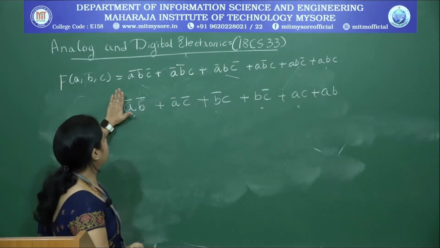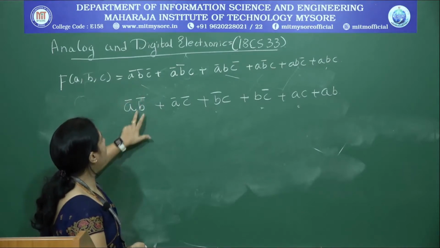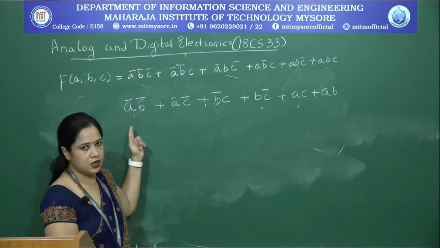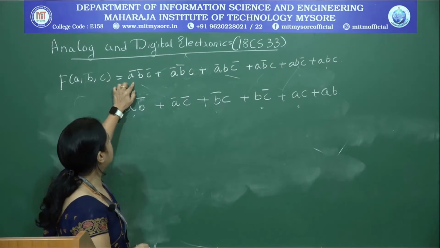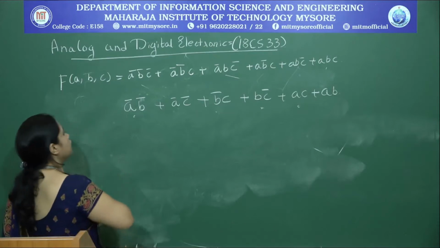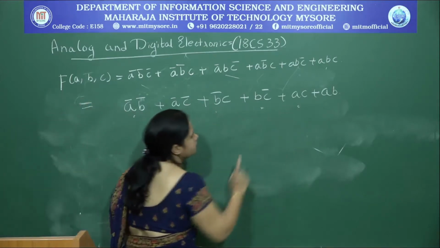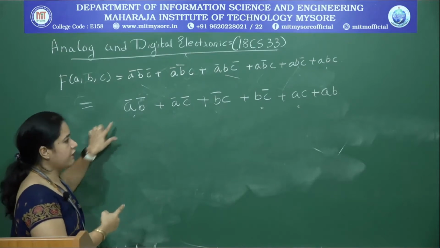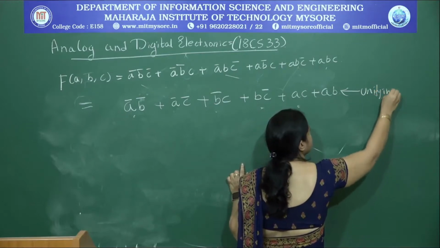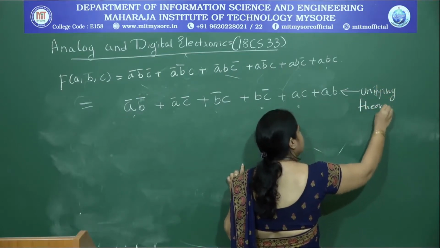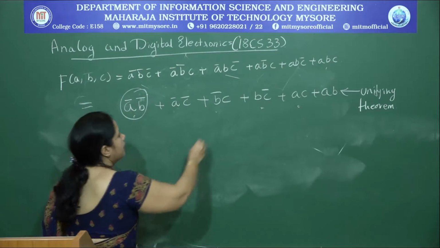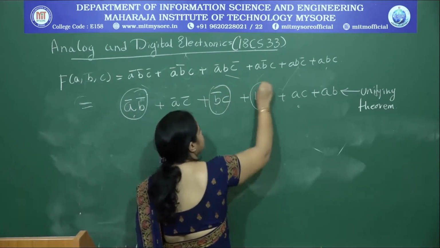So, here what we are doing is we are trying to consider all possible pairs instead of selecting the pairs as we did in the earlier approach. I have tried combining all possible pairs and I get these terms. As a result of the uniting theorem, I have 6 terms here, and this can be further reduced using the consensus theorem, wherein this term will be eliminated, this term is being eliminated, and this is going to be eliminated.